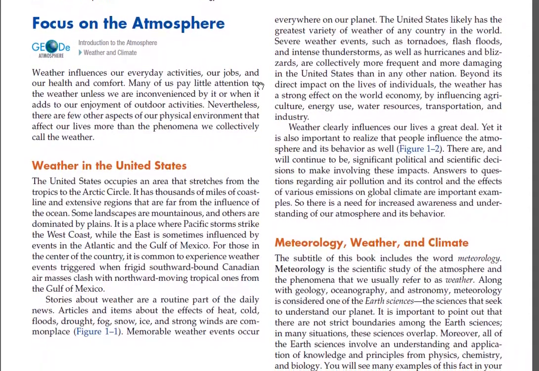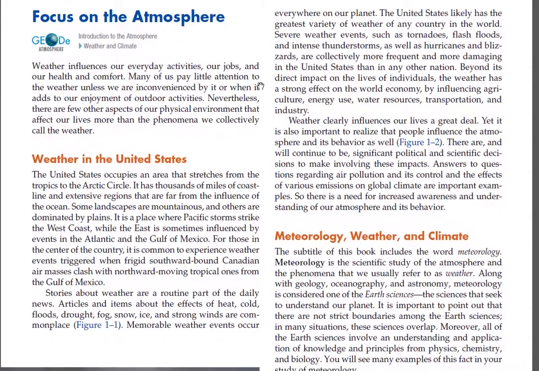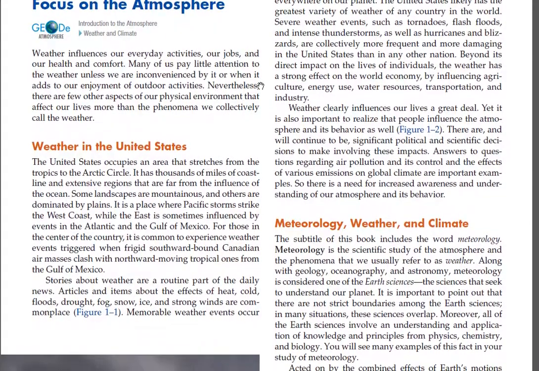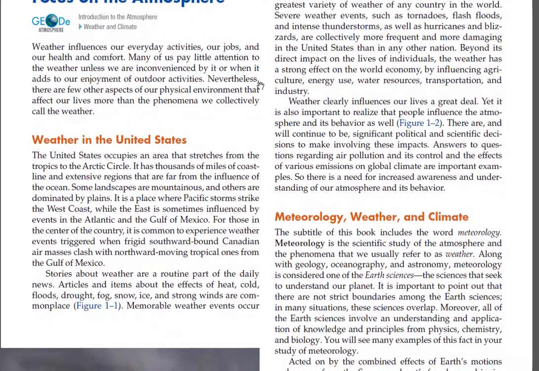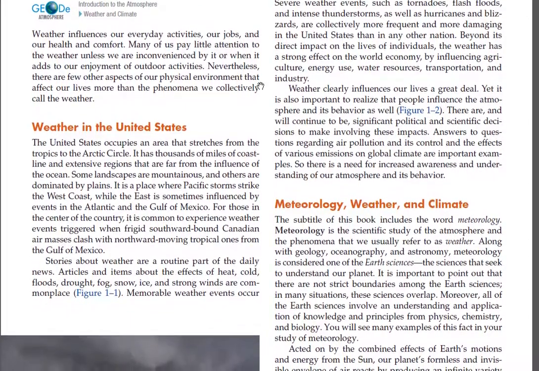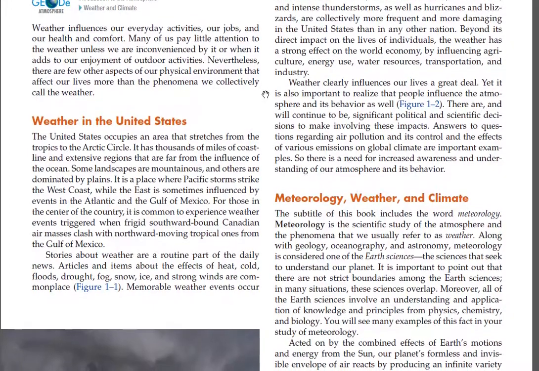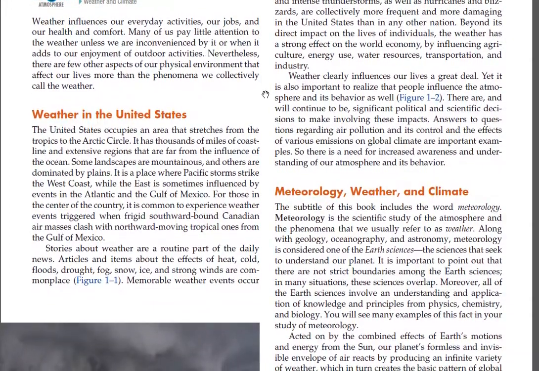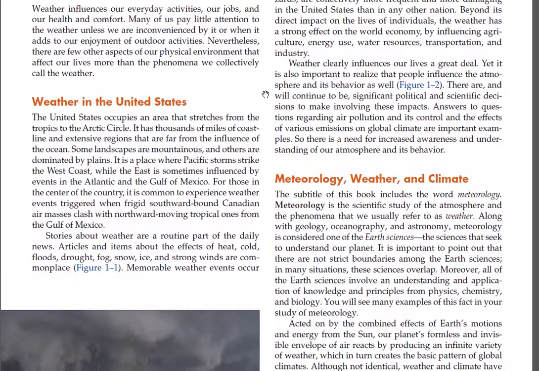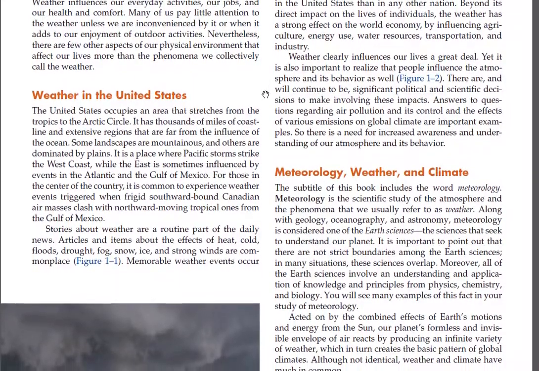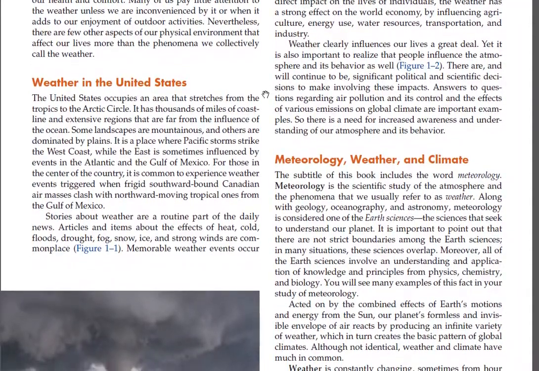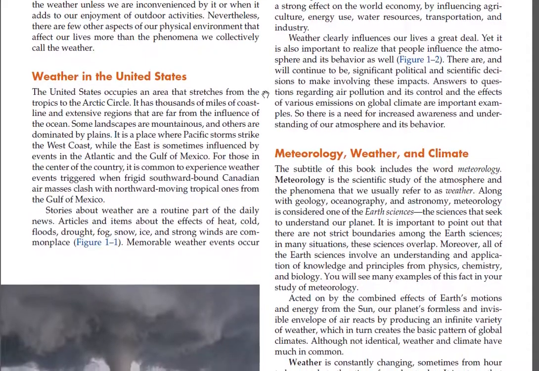Beyond its direct impact on the lives of individuals, the weather has a strong effect on the world economy, by influencing agriculture, energy use, water resources, transportation, and industry. Weather clearly influences our lives a great deal. Yet it is also important to realize that people influence the atmosphere and its behavior as well. Figure 1.2. There are, and will continue to be, significant political and scientific decisions to make involving these impacts.